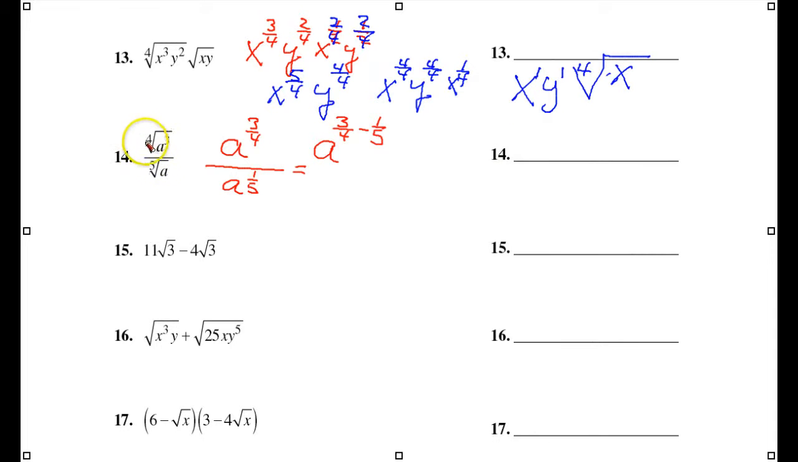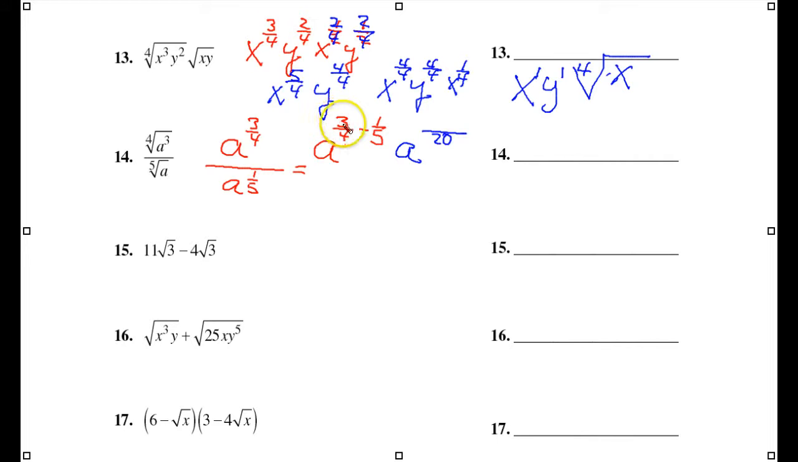Now in number 14, again, the index numbers are not the same, but fractional exponents can help us work with this. This is going to become a to the 3/4, a to the 1/5. We bring this exponent up to our numerator, it changes its sign, and we can just subtract, but we can't subtract until we have a common denominator of 20.